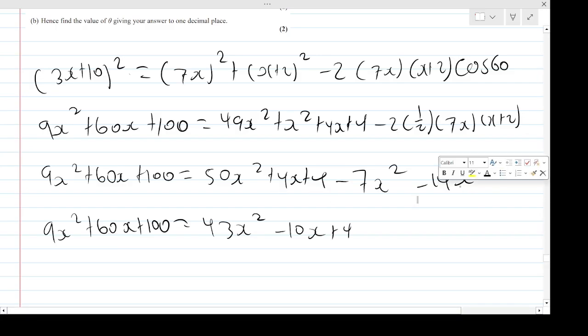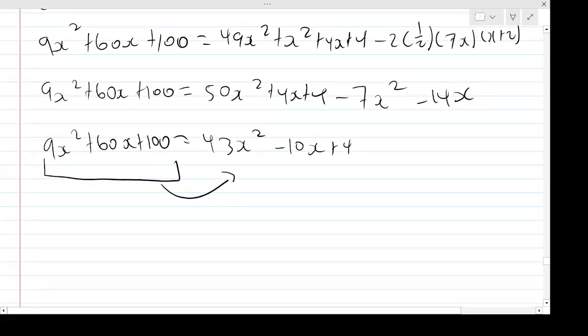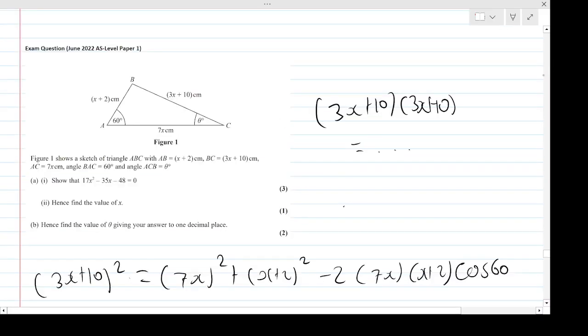Now I just need to move everything from one side of the equation to the other. So I'm going to move the left side over. Then 43x squared take away 9x squared would be 34x squared. Then minus 10x minus 60x is minus 70x. And 4 take away 100 will be minus 96, equals 0. Cool. Okay, so that's a quadratic equation. Does that match what they've got here?